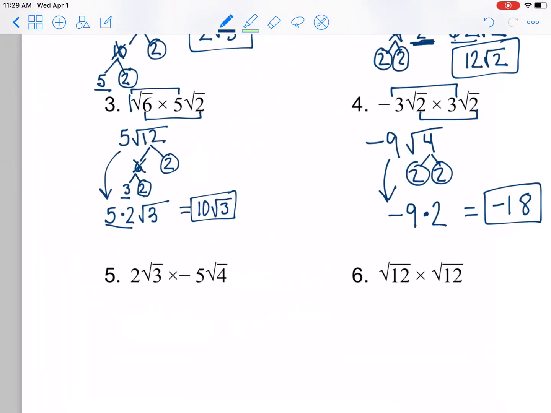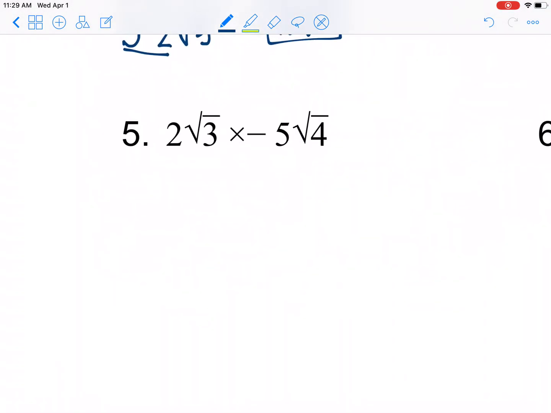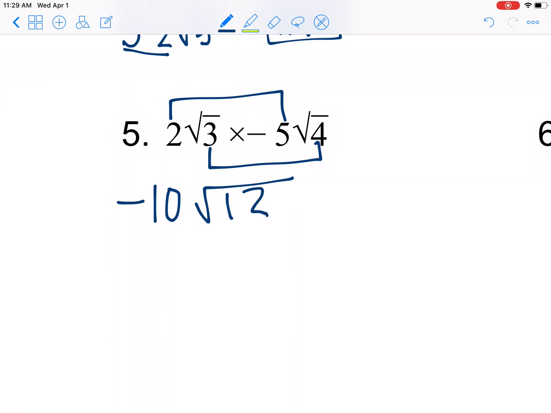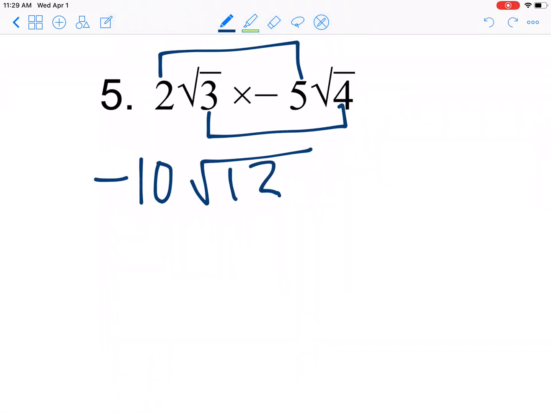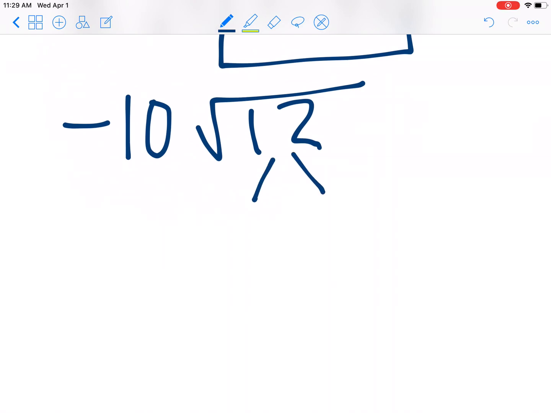Okay, 2 more. Okay, again, this negative is there, so don't forget it's there. It doesn't change anything other than you're multiplying by a negative. So 2 times negative 5 is negative 10. 3 times 4 is 12. Let's simplify. Oops. 12 can be split up into, let's stick with the 6 and 2.